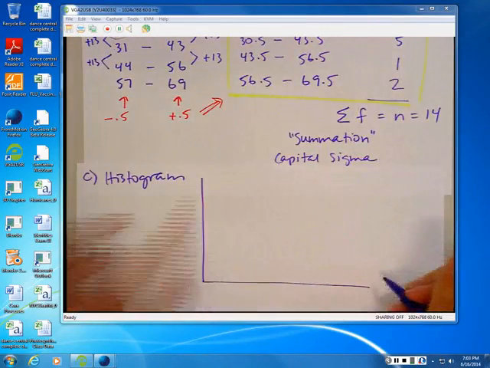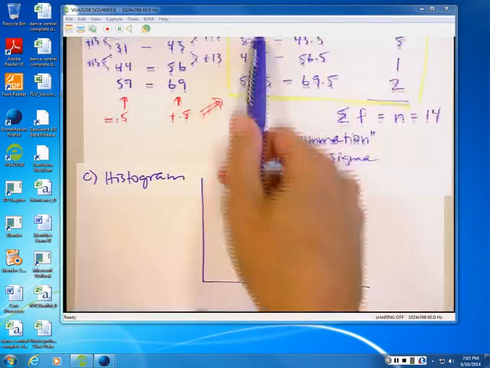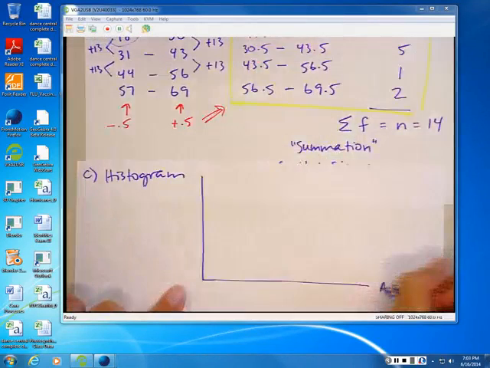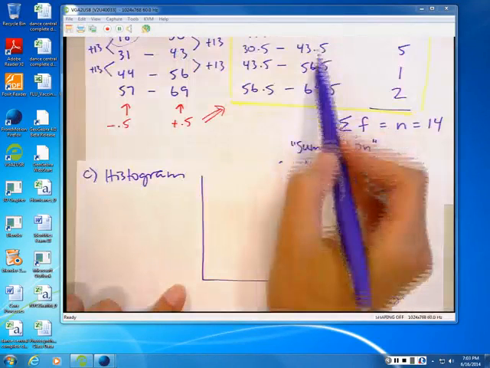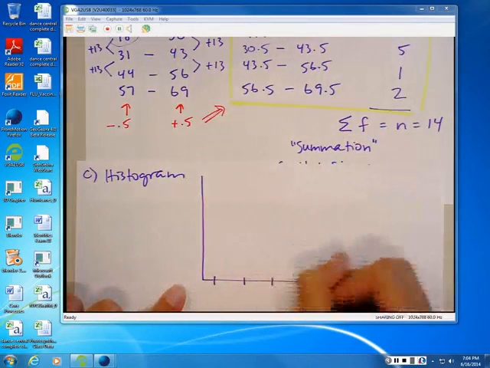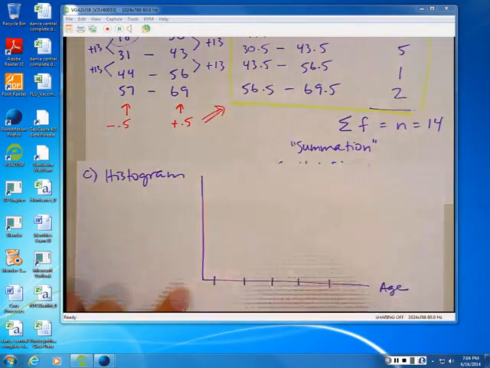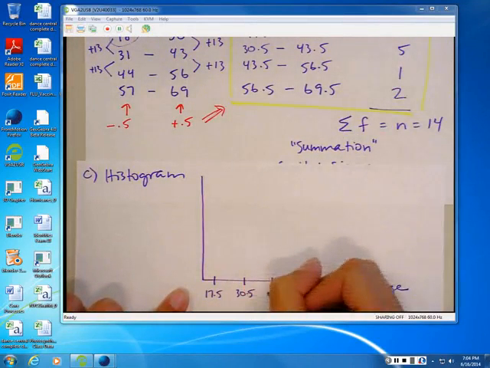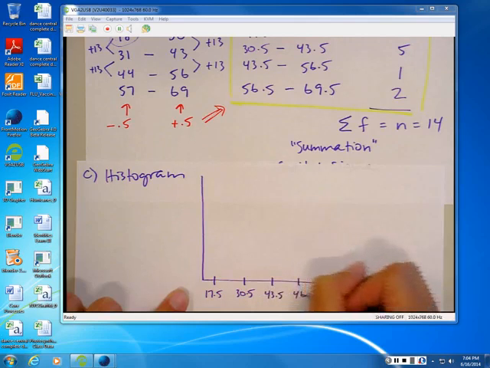As I construct my histogram, I'm going to put my class boundaries along the vertical axis. So these describe my ages. So I need 1, 2, 3, 4, 5 cutoffs. So this would be 17.5, 30.5. It's really important that I'm using the class boundaries with the 0.5 adjustment because a histogram has the bars touching.